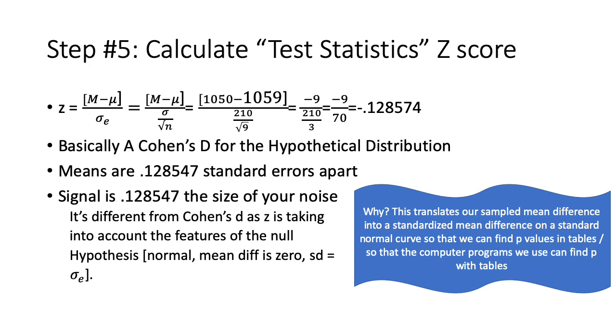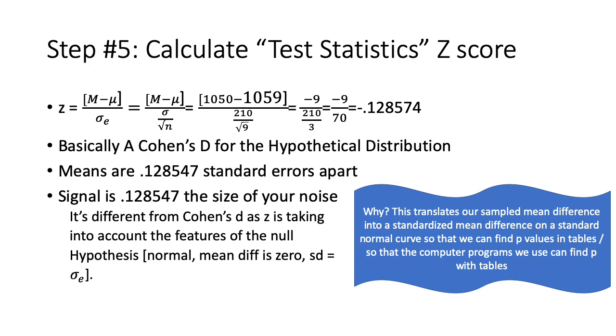Now let's plug in our numbers. We know this is 1050 minus 1059 divided by 210 over the square root of 9. We know that 1050 minus 1059 is -9. We know the square root of 9 is 3, so we got -9 over 210 divided by 3.